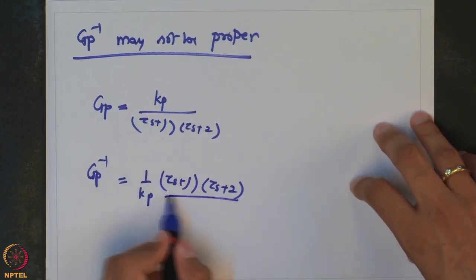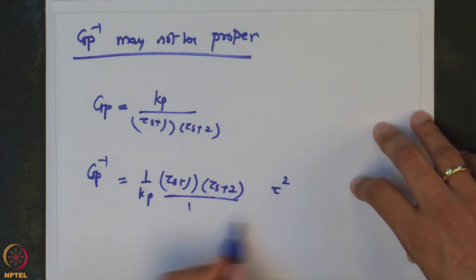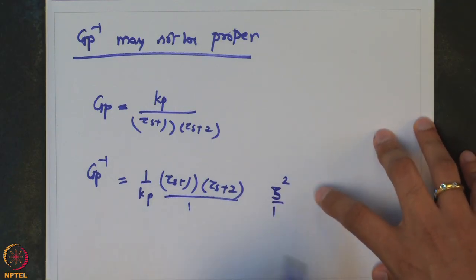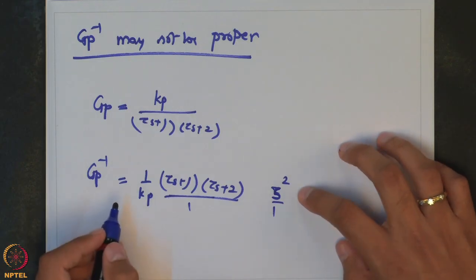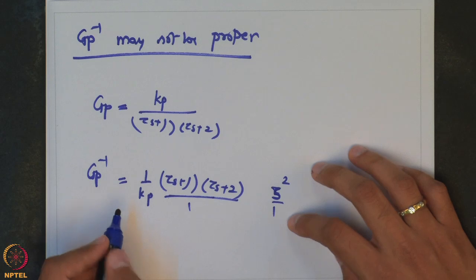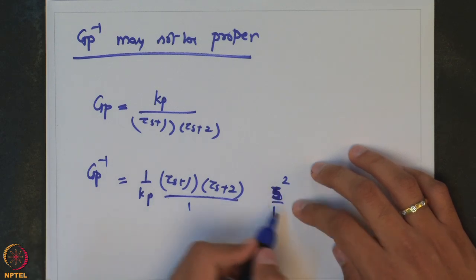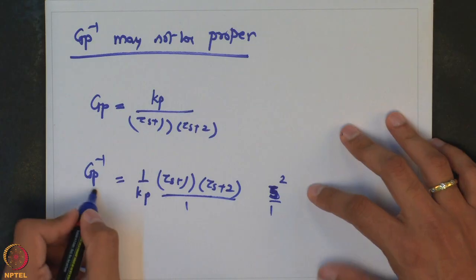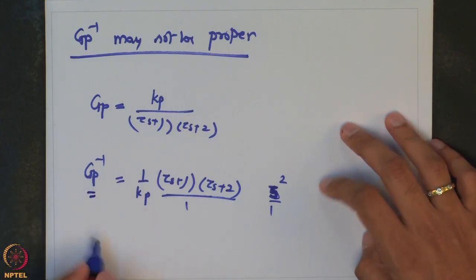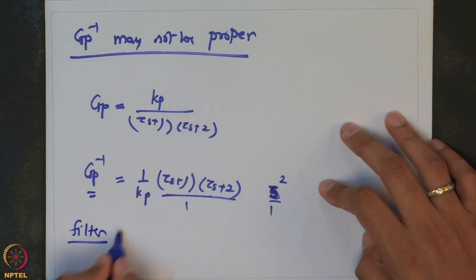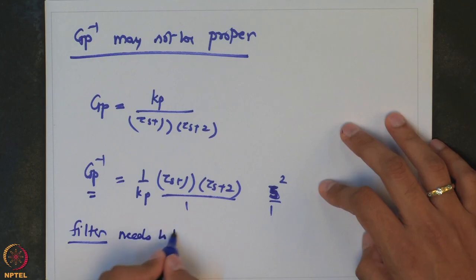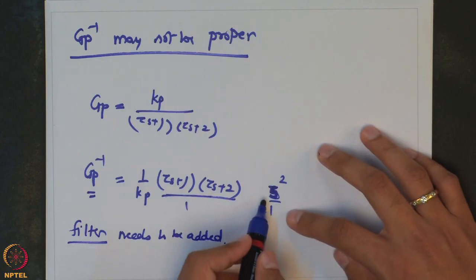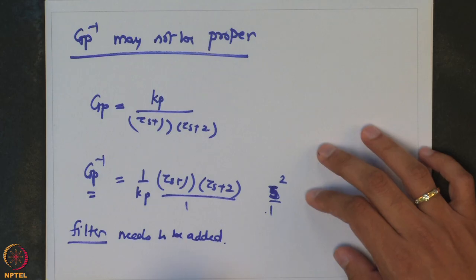So, you can see that the numerator has tau square, but the denominator has 1. So, the degree of the numerator has s square as the degree of 2, but the denominator has degree 0. So, no physical controller can give you a transfer function like this. So, that is why you cannot use directly a GP inverse. What you have to use is a filter. So, a filter needs to be added, so that you make the order of the denominator at least equal to the order of the numerator.